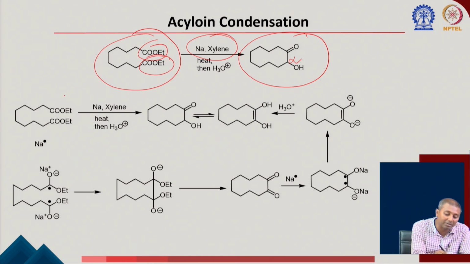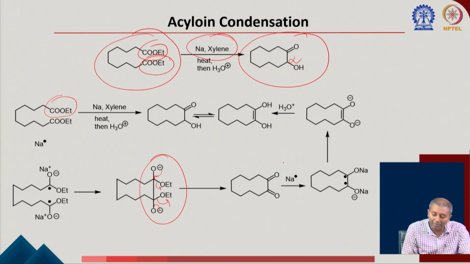First thing is the reduction of the ester with a single electron, forming a C dot and O minus with Na plus. Again, very similar thing happens. Then the radical is going to recombine. After that, this alkoxide is going to get out from here, and then again this 1,2 dicarbonyl compound.